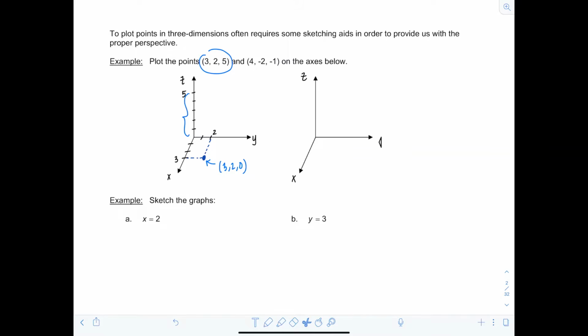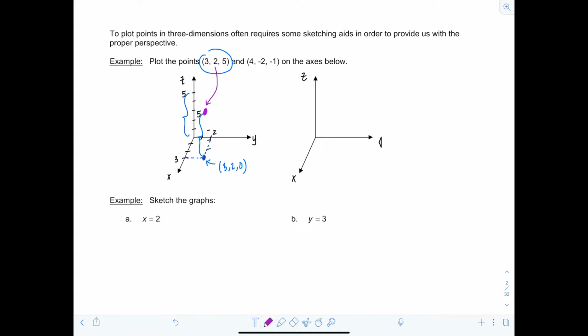And this distance here needs to match the distance that I move upward from 3 to 0. Okay, so just use some perspective. I'm going to copy this so I match it perfectly here. And then that means the point right here is (3, 2, 5). That's our final point. Okay, so those two distances must match.